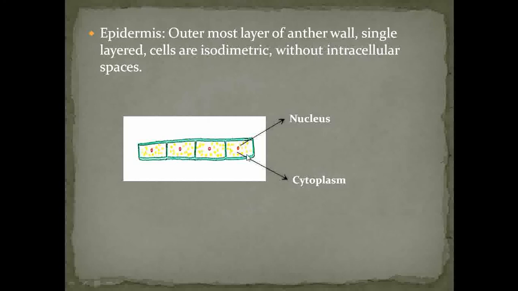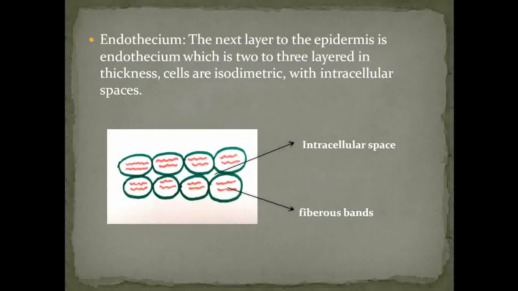If you observe the cells of the epidermis, the cells are isodiametric. They show a prominent nucleus and dense cytoplasm. They are without intercellular spaces, and as it is the outermost layer, it gives protection to the inner layers, as well as preventing the cells from environmental shocks.